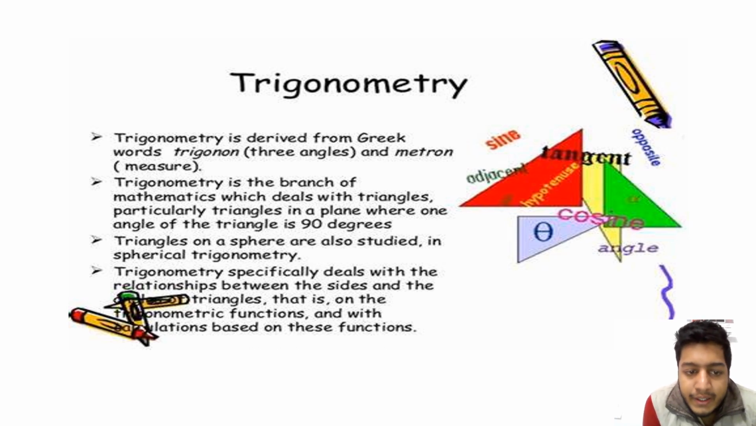Trigonometry specifically deals with the relationships between the sides of the triangle and the angles of triangles, that is, the trigonometric functions and the relations based on these functions. So basically, we use theta, gamma, alpha, beta as the naming of the other two angles, and based on these angles we derive some functions, we use some trigonometric terms, and this is how we will proceed. Okay, so let's move to the next slide.